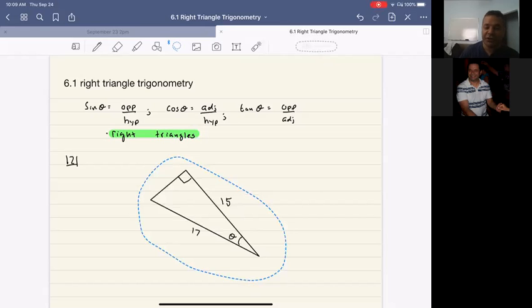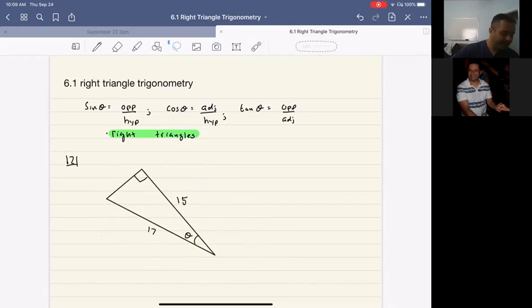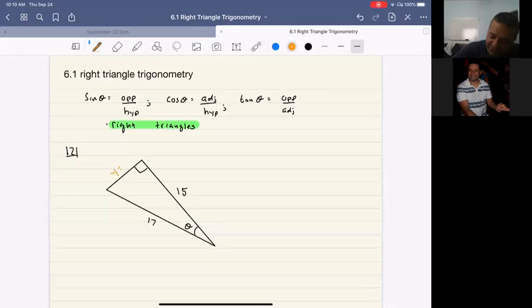The first thing we should do is find this missing side, which we'll call y. Sorry about that, it's giving me a little lag. So y equals the square root of 17 squared minus 15 squared, which equals, let me do that in my calculator, 8.